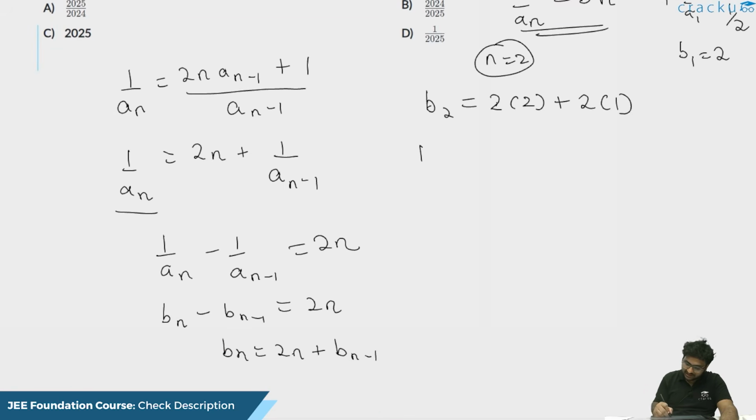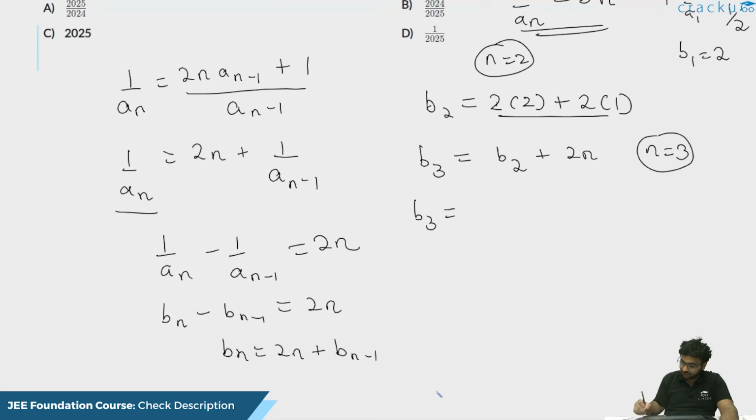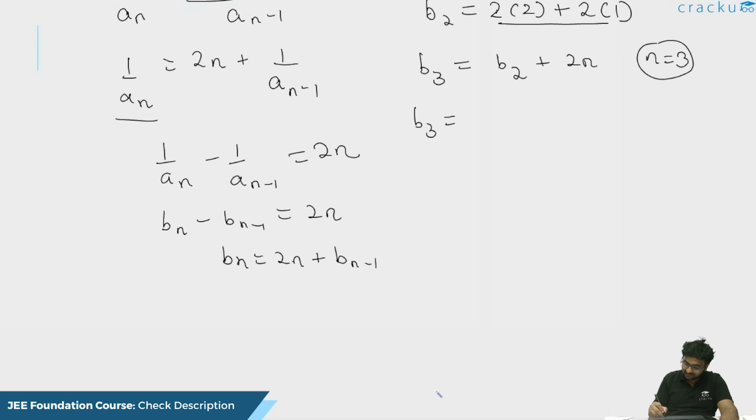Now what will be b3? So b3 will be what? b2 plus 2n. Okay, what is n? n is equal to 3 here. What is b2? b2 is this. So b3 will be equal to what? If we see, 2 into 1 plus 2 into 2 plus 2 into 3.